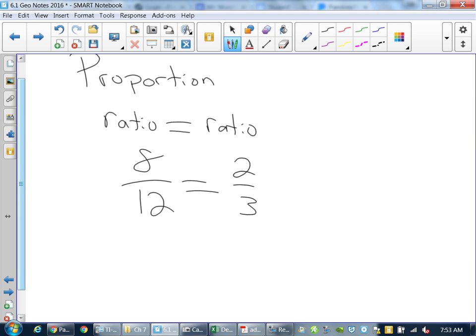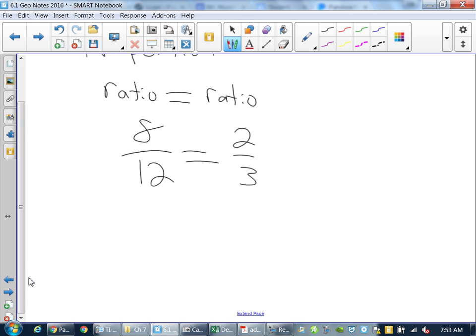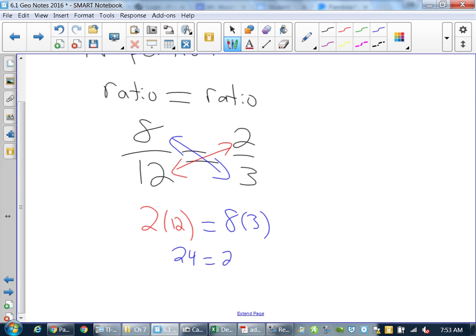How do you know if a proportion is true? You know that? If it works, how can you tell? Calculator. Okay, that helps. What's the other way? If it's divisible by the same number. Not quite. Cross multiply. Very good. If a proportion is true, then 2 times 12 equals 8 times 3. Does 24 equal 24? Good. Then that's right. And that's exactly what we're looking at. Fraction equal fraction, you cross multiply. Okay? Math is fun.